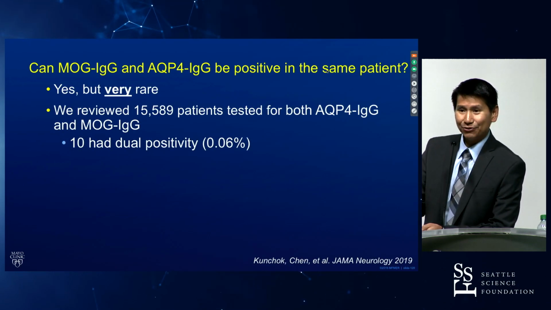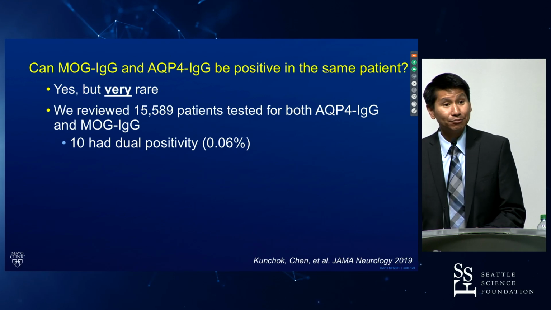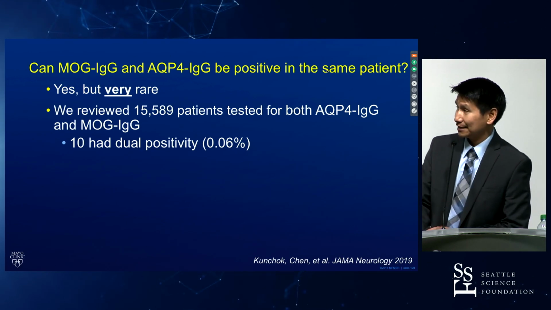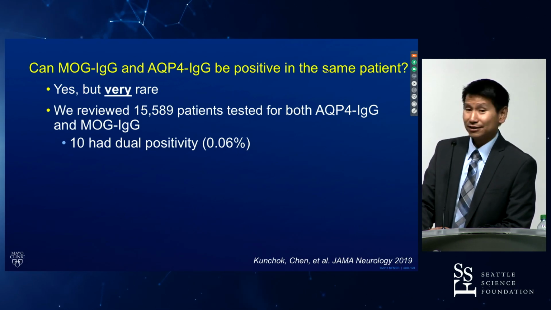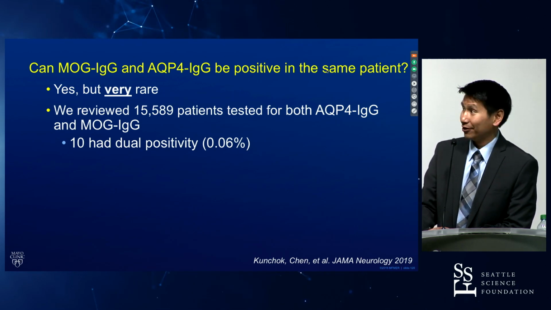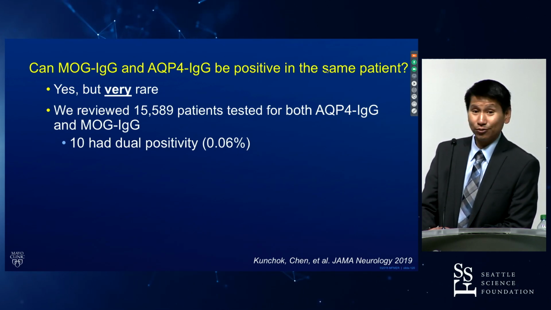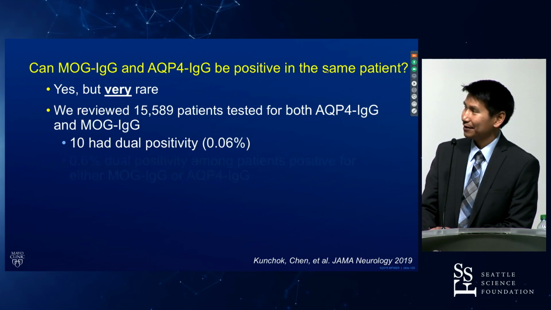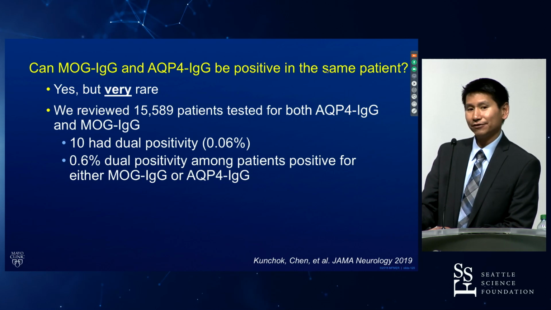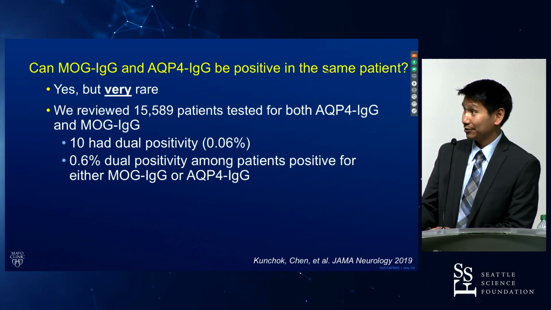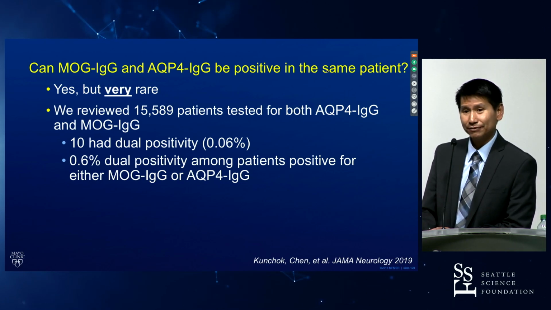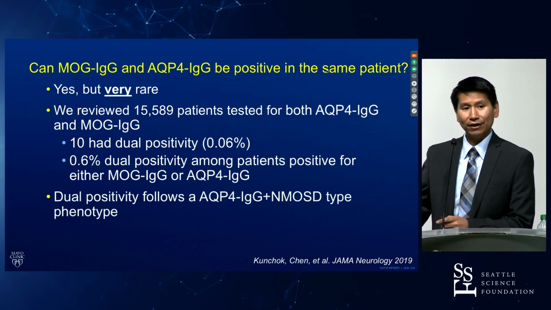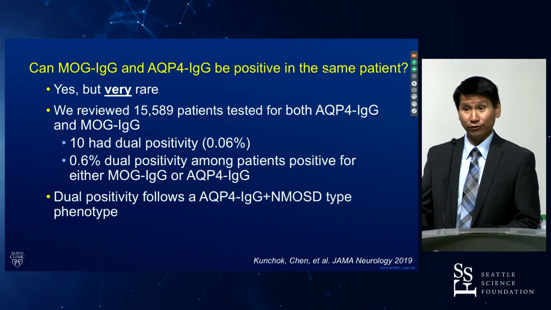Another question is, can MOG and aquaporin 4 ever be jointly positive, dual positive? We just recently looked at this. We reviewed 15,000 patients tested for both aquaporin 4 and MOG. We found that 10 had dual positivity, so 0.06%, pretty rare. And if you only look at patients that are positive for either MOG or aquaporin 4, it's still only 0.6%. So again, pretty rare. And if they do have dual positivity, they're going to follow an aquaporin 4 pattern.